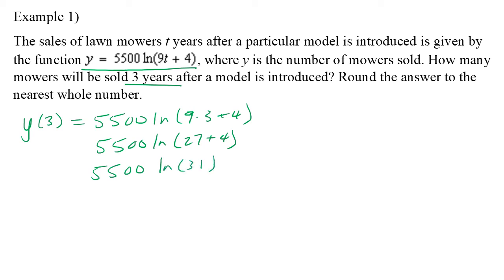Okay, it says round to the nearest whole number, so we're going to put this in and find our approximate value of how many lawnmowers were sold. So during this time, it is approximately 18,887 lawnmowers.